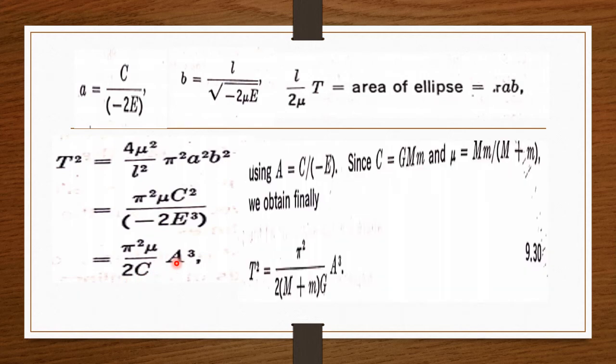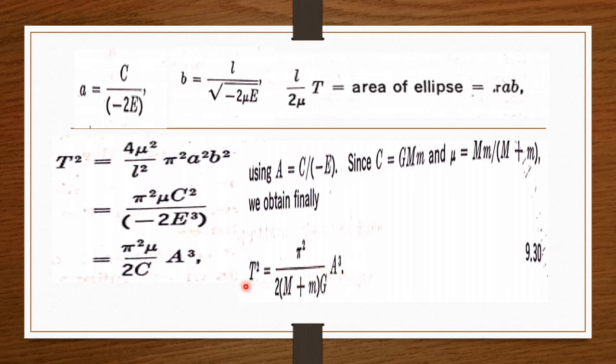cube. Using A is equal to C by minus E, and C is equal to G M m, and mu is equal to M m by M plus m. On substituting these two values for C and mu, you can write the equation as T square is equal to pi square by 2 (M plus m) G, A cube. In this relation, T is the time period of the satellite and A is the major axis.